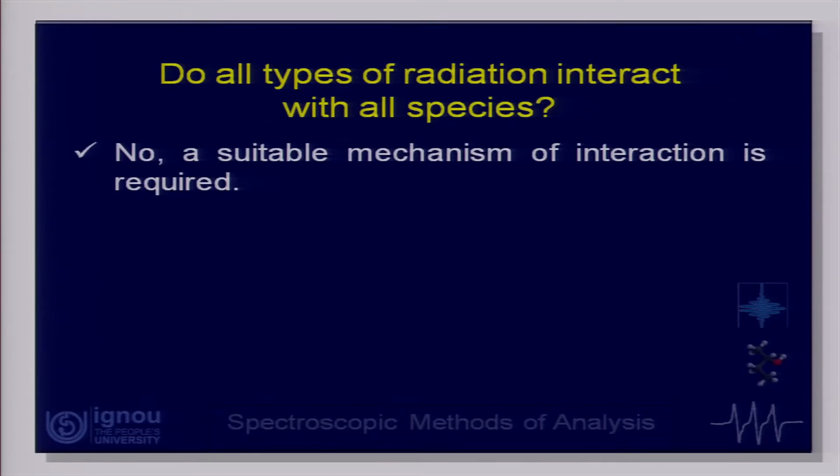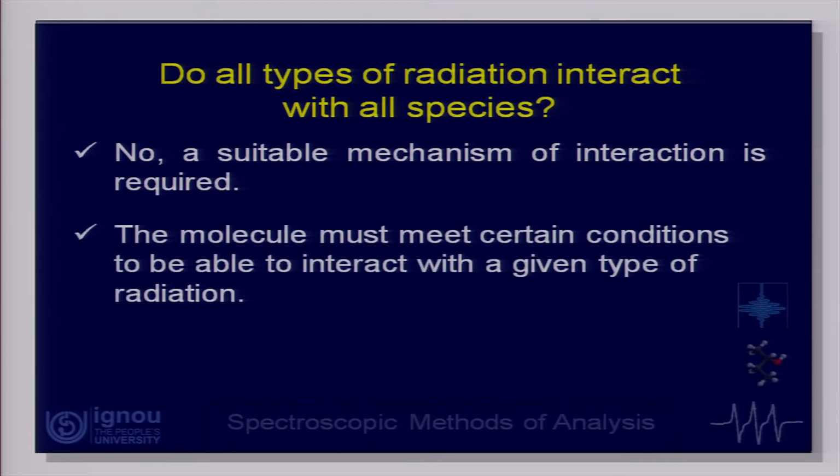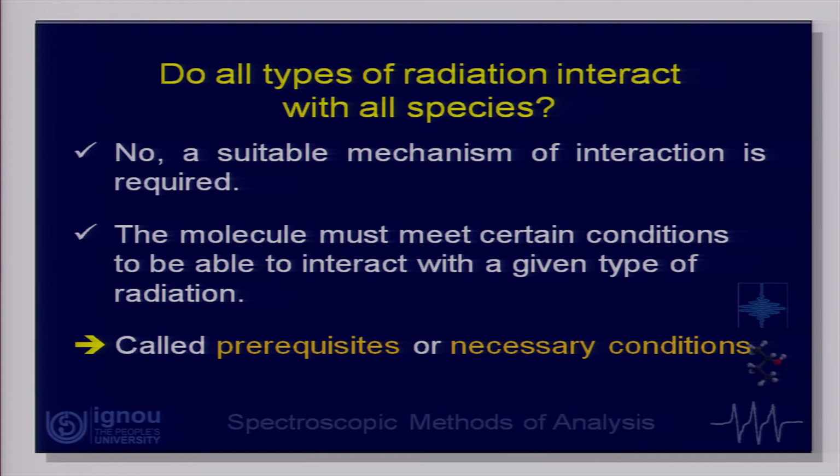That means we have to have some kind of mechanism for the interaction of radiation and matter to take place. In absence of that, the two will not interact and we will not be able to get the so called information from there. Those preconditions are called the prerequisites, and that is very important. That means for the molecule and the radiation to interact, certain conditions have to be met, and they are called prerequisites or the necessary conditions for the interaction to take place.